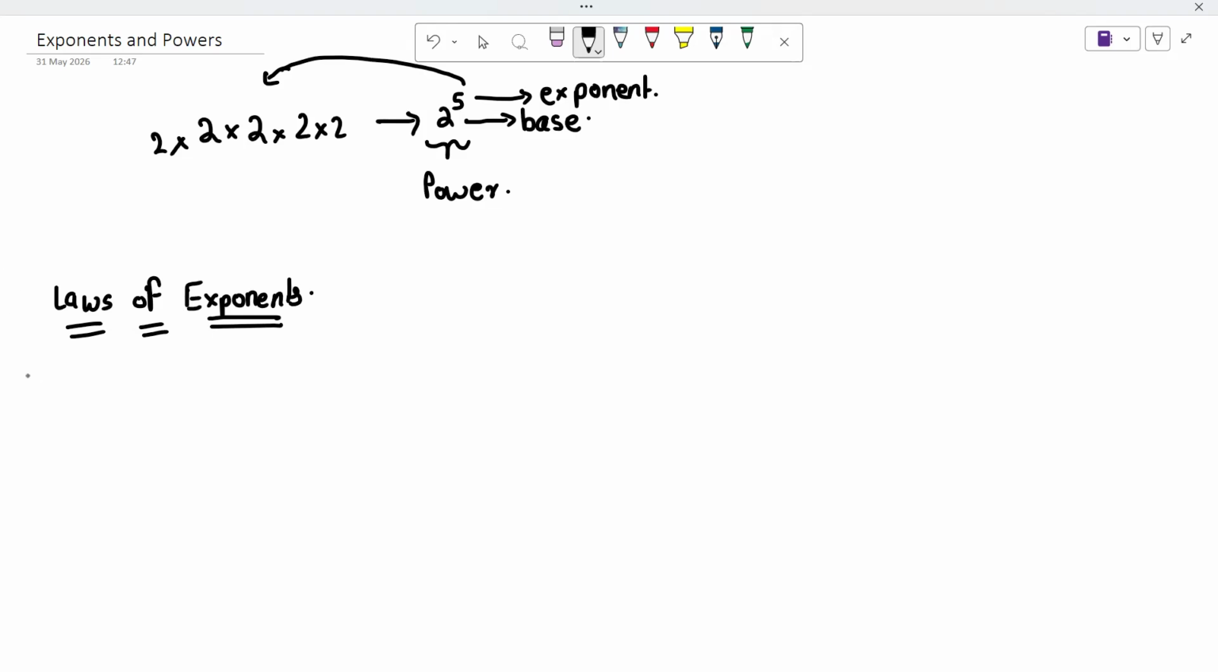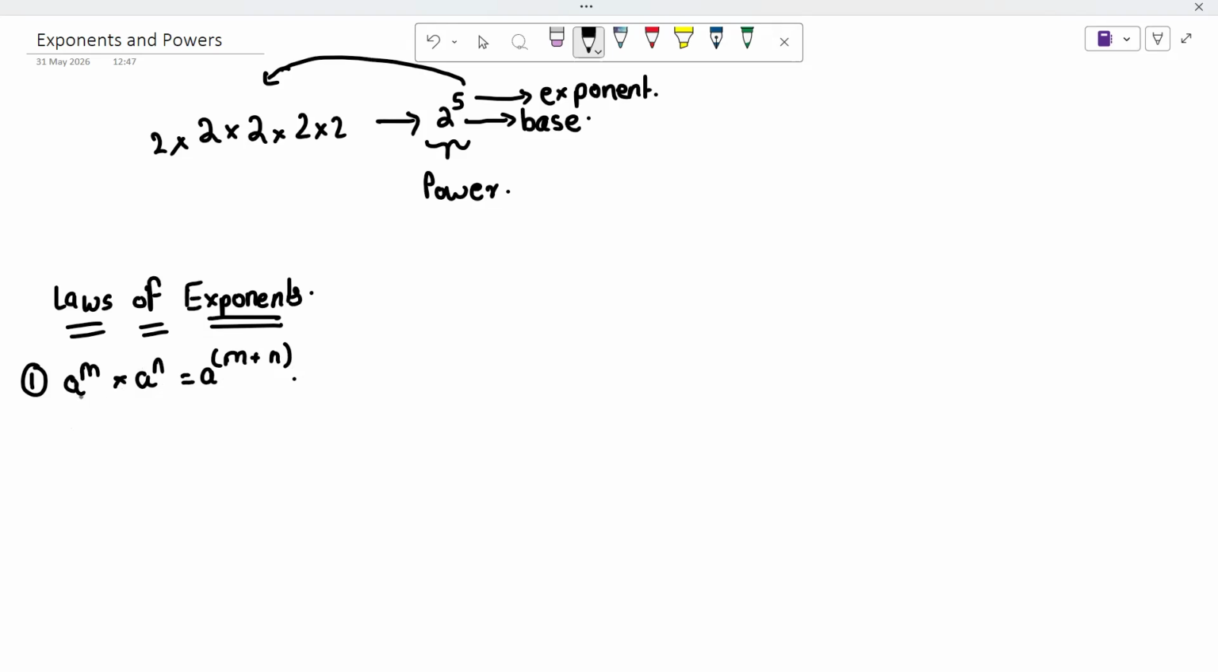Today, we will dive into one law of exponent, which is the first law of exponent. It is a power m into a power n is equal to a power m plus n. We will learn about this law in today's video, and we'll do some questions on this law.